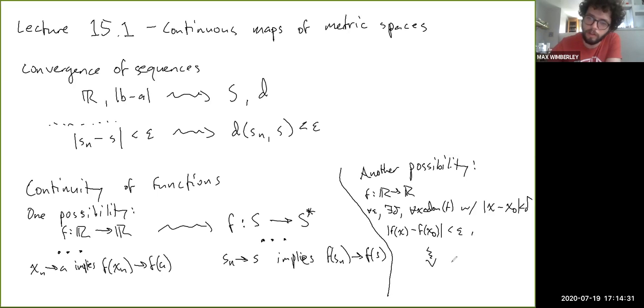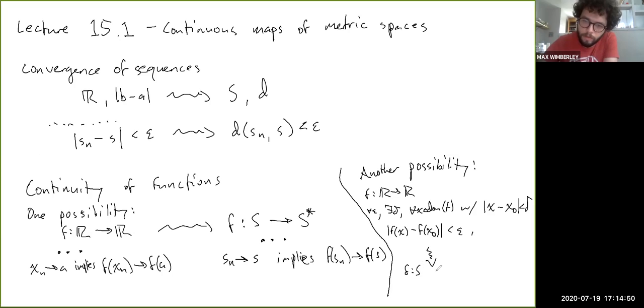Now for a function between two metric spaces, we can do the same trick we did here, which was to take instances of the absolute value metric, the Euclidean metric on R, and just replace it with a generic metric.